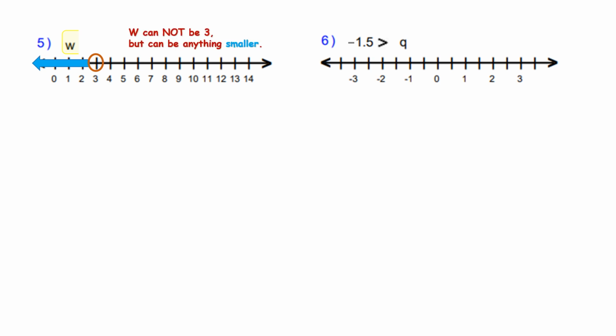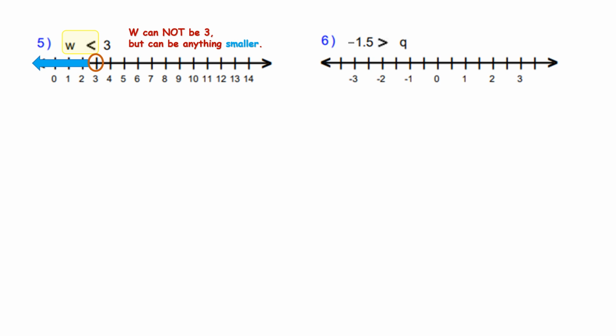So as I'm looking at what is being plotted, it says the inequality is that W cannot be equal to 3. However, it can be anything smaller than 3. Therefore, you should be able to write the inequality that it starts with the arrow pointing to the W and the 3 being the largest number.